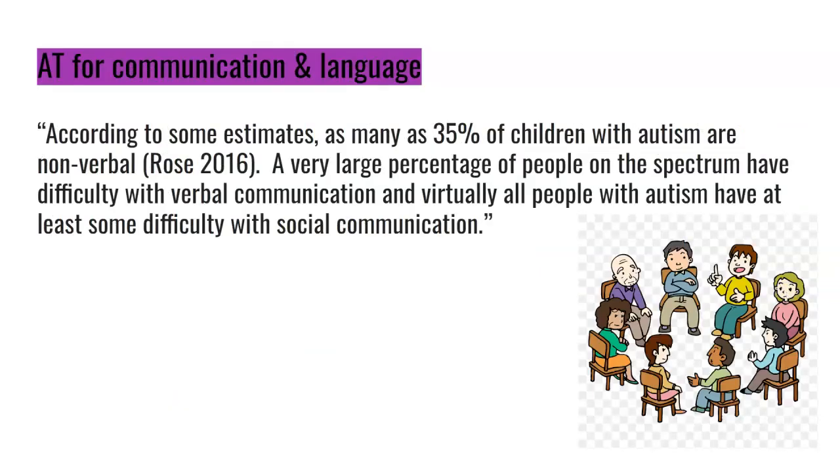First, we're going to talk about AT for communication and language. According to some estimates, as many as 35% of children with autism are nonverbal. A very large percentage of people on the spectrum have difficulty with verbal communication, and virtually all people with autism have at least some difficulty with social communication.